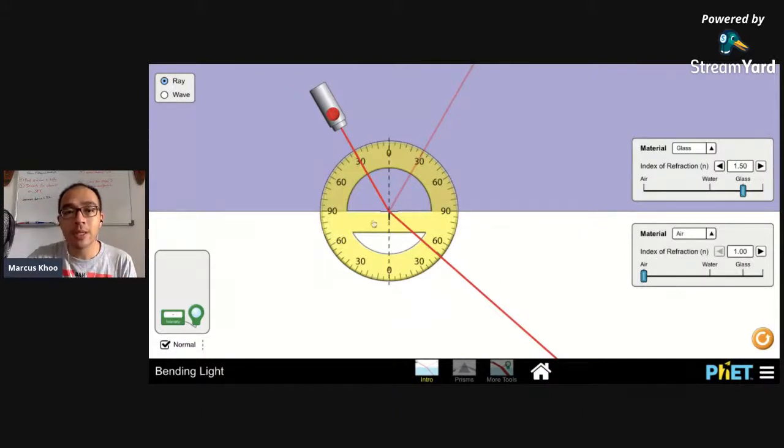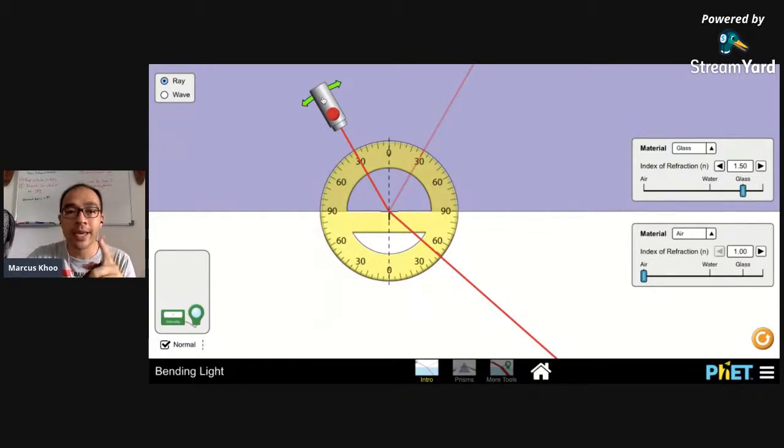And of course there is also some reflection over here. We call this internal reflection. This is internal reflection because it happens in the glass itself.